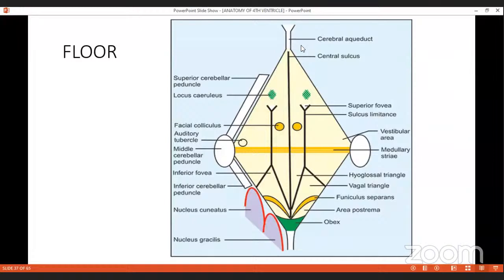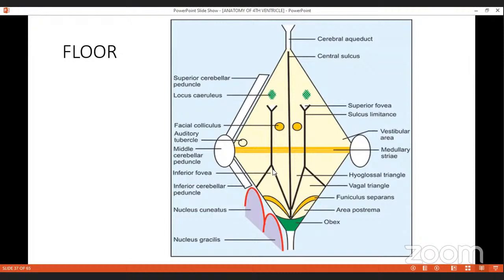On the rhomboid-shaped floor of the fourth ventricle, you have a median sulcus or the central sulcus. On both sides of the central sulcus, you have the eminence, which is called the median eminence. This central sulcus is a prominent sulcus, whereas on both the lateral aspects of the central sulcus there is another sulcus, which is called the sulcus limitans. This is basically a less prominent sulcus in cadaveric dissections.